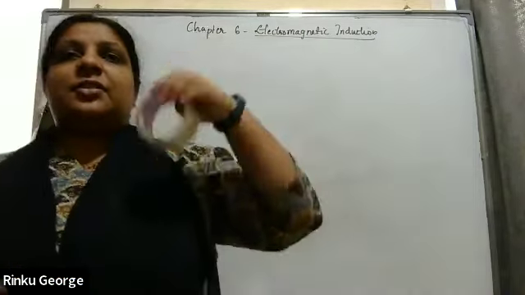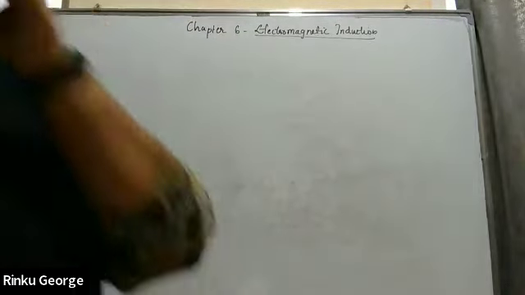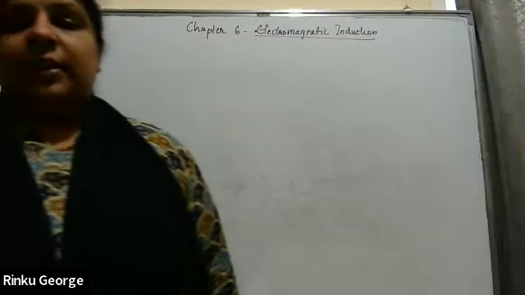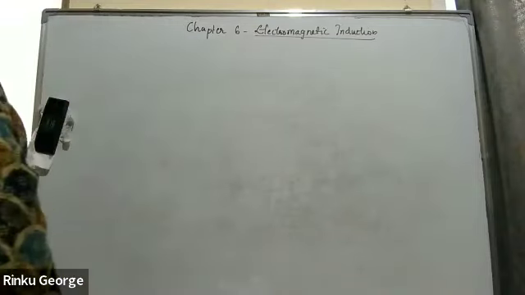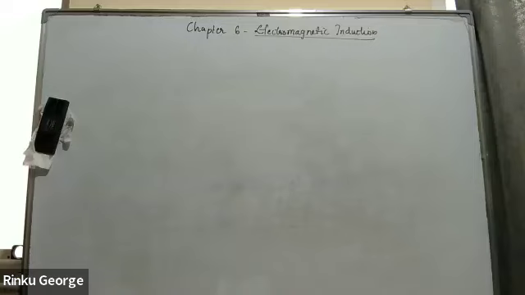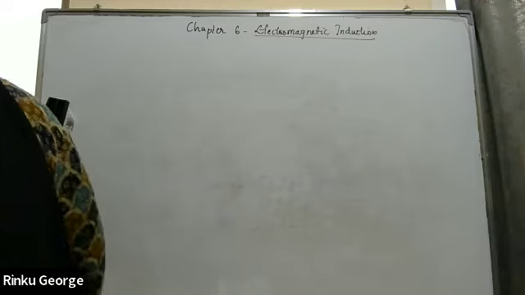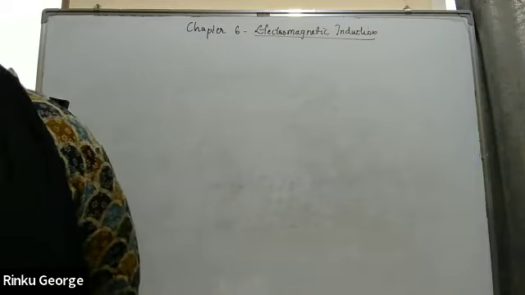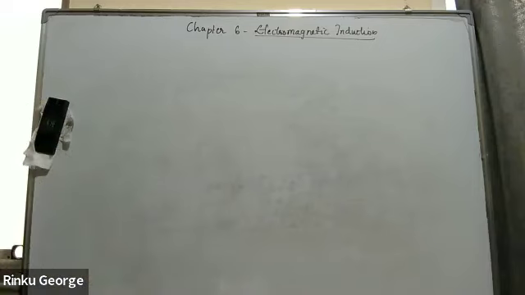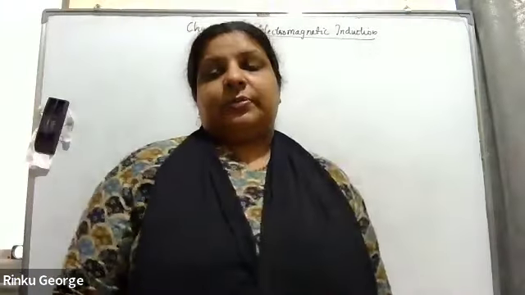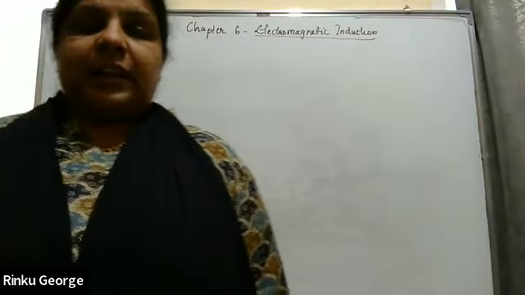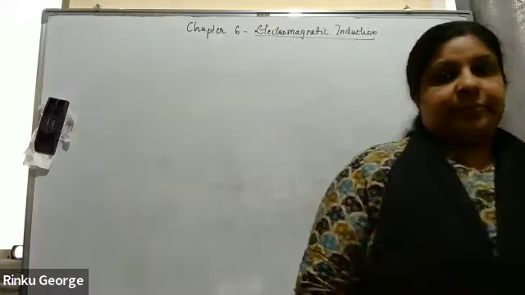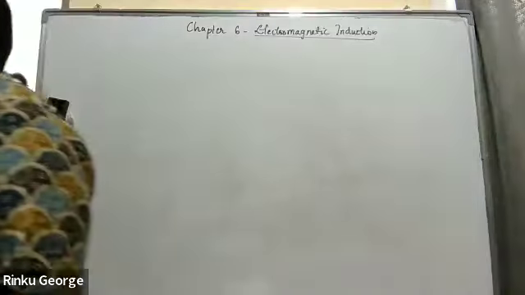So write it in 3 points. Write, when there is a relative motion between a magnet and a coil, then an EMF is induced in the coil and is called induced EMF.